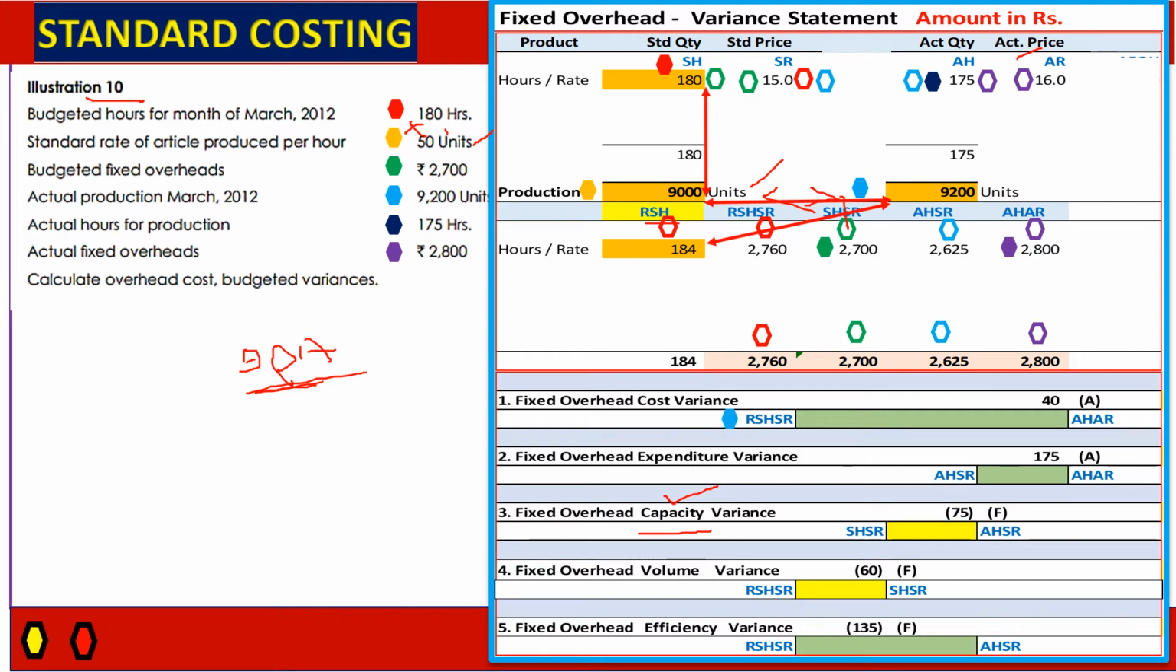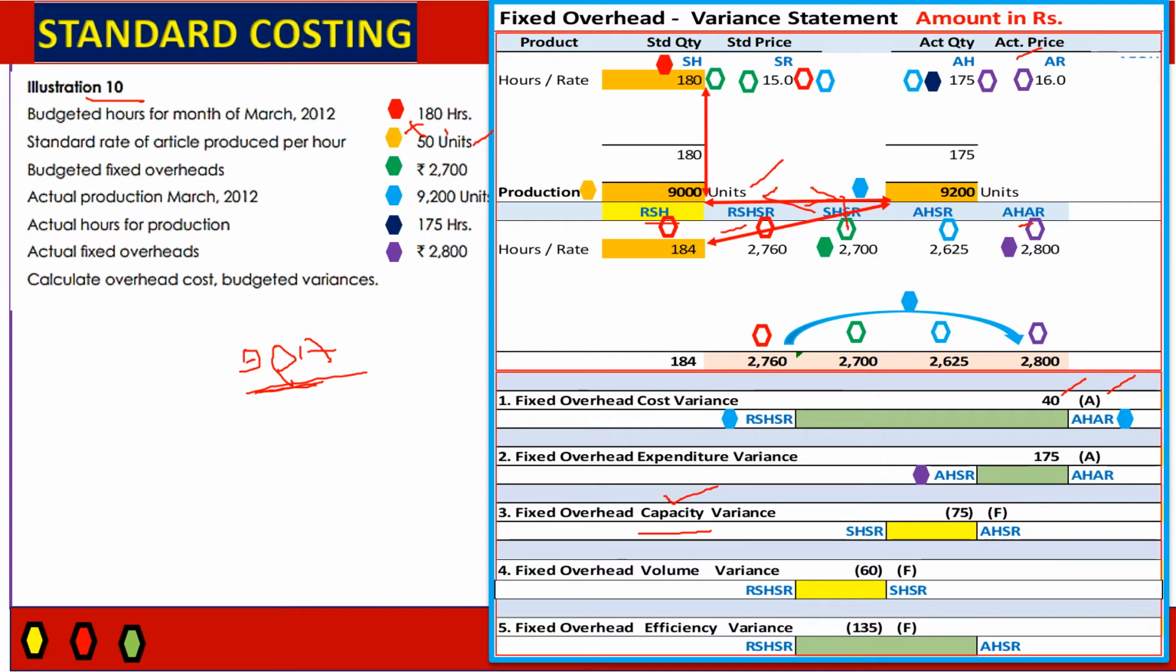Fixed overhead cost variance is from top to the end. RSH SR, which is nothing but this, and AHAR, the difference between the two, that is 2,800 minus 2,760. It is 40 is the difference. When you get 40, it is positive. Overhead is an expense, therefore it is adverse.